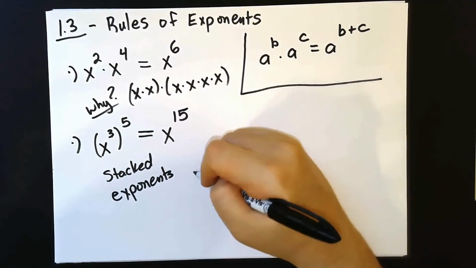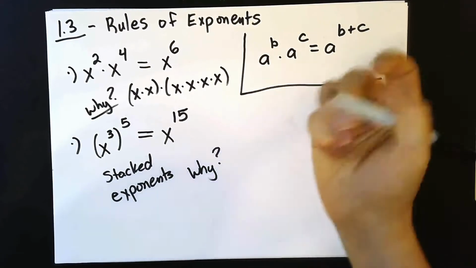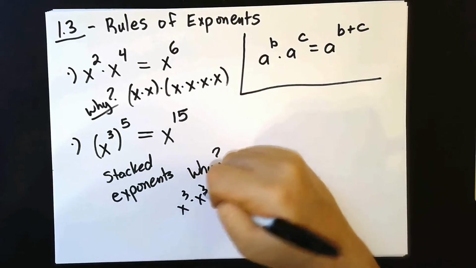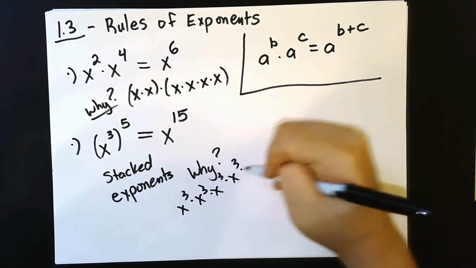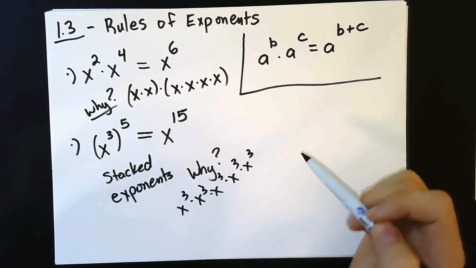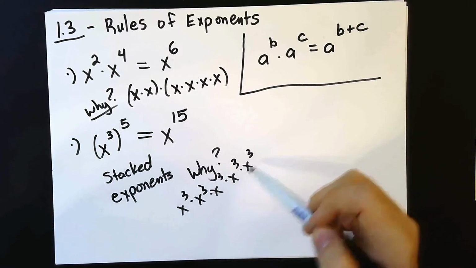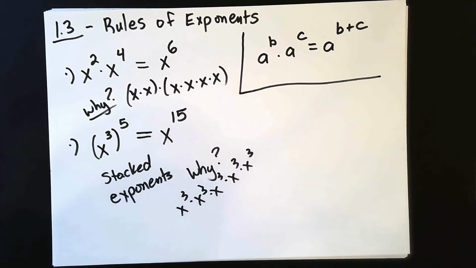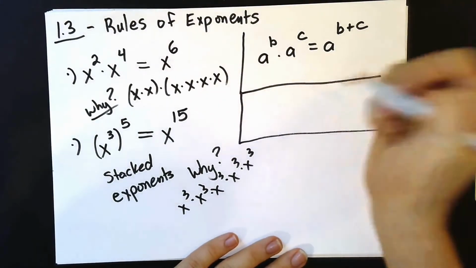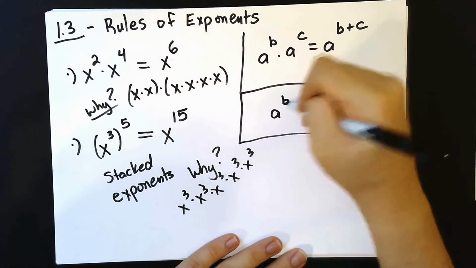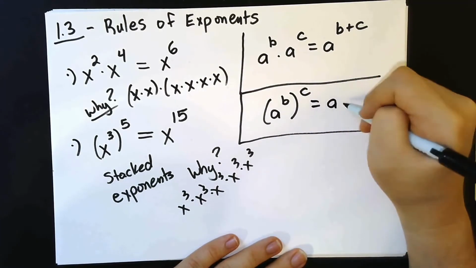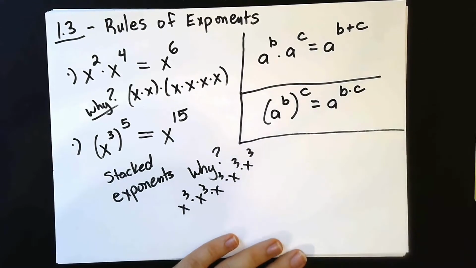Again, it's perfectly fine to ask why. And well, what does x cubed to the 5th really mean? It really means x cubed times x cubed times x cubed times x cubed times x cubed. Okay. And each of these x cubed is 3 x's. So how many x's do I have in total? I have 15 total x's. And so this is this rule. If I have a to the b, and that is raised to the c, that is the same as raising a to the b times c.